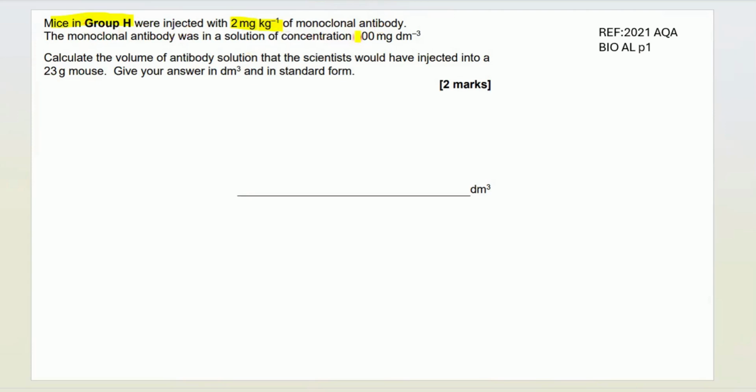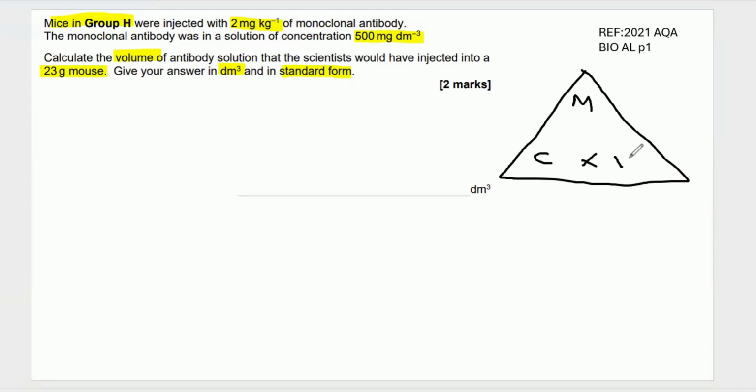Okay, pause the video, have a go at these, obviously, before unpausing. So we got mice in group H injected with 2 milligrams per kilogram of monoclonal antibody in a solution of 500 milligram per decimeter. Calculate the volume of antibody solution the scientists would have injected into a 23-gram mouse. Give your answer in decimeter cubed and in standard form.